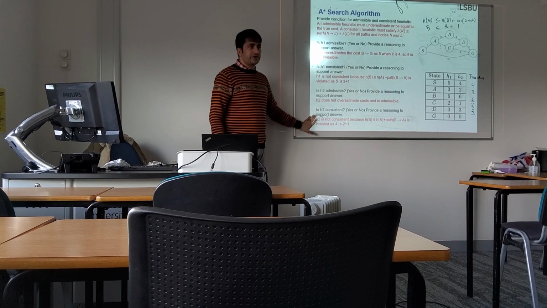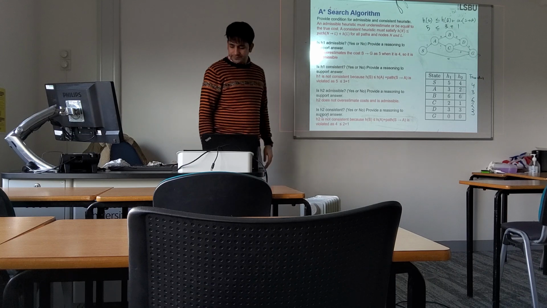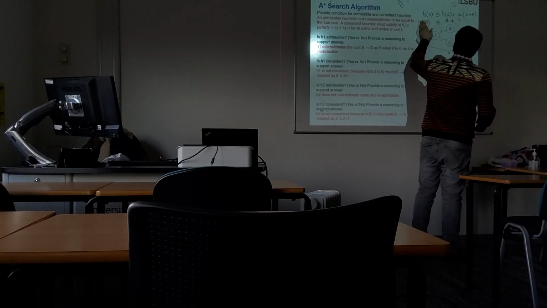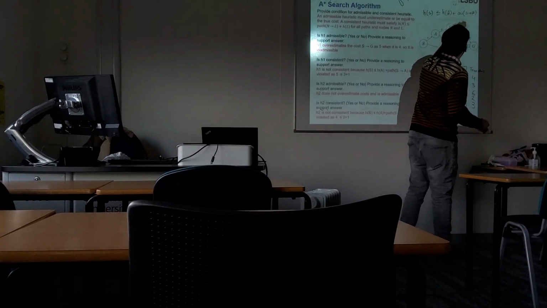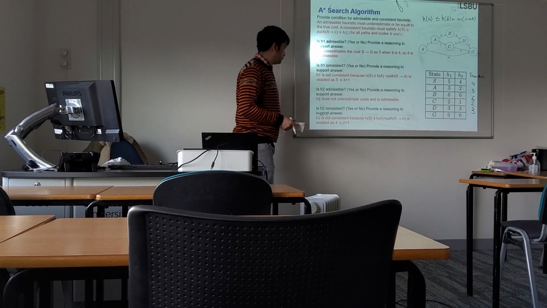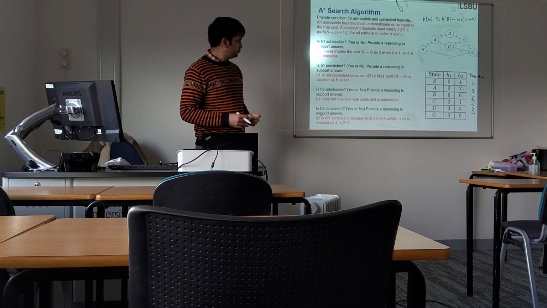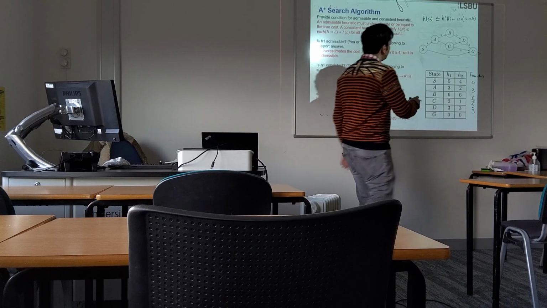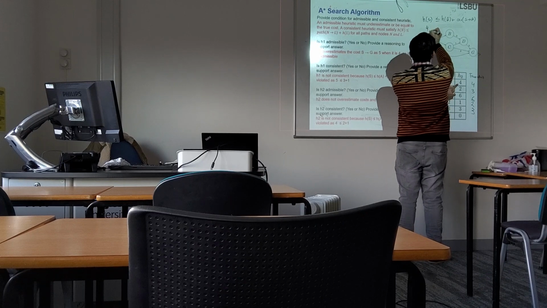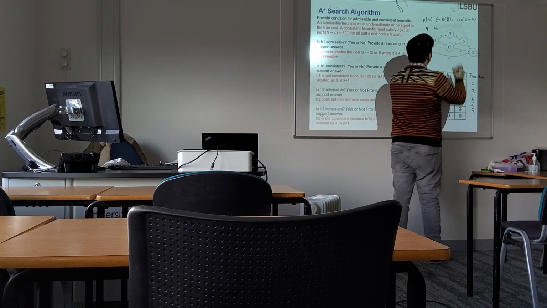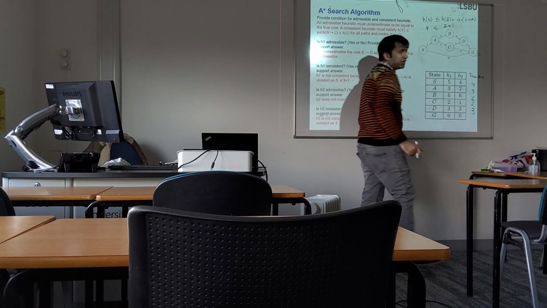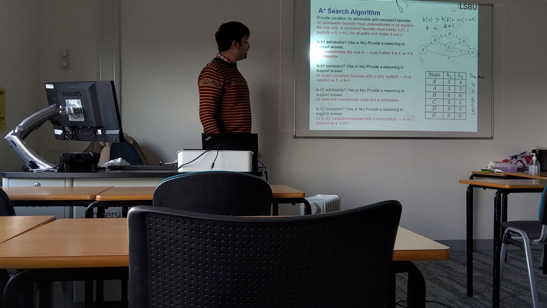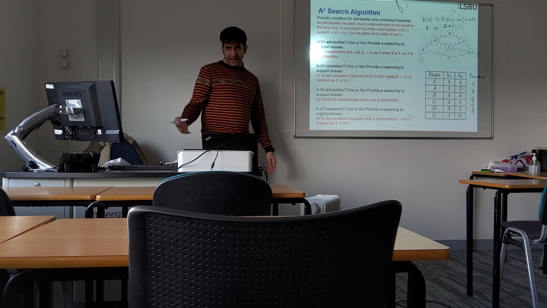Then if we move towards H2, okay, for H2, the H of S is 4, less than or equal to the next state's 2 plus the path cost of 1. Again, you can see that the condition is not true. 4 is less than 3, no, this is not true. So it means that H2 is also not consistent, but H2 is admissible.